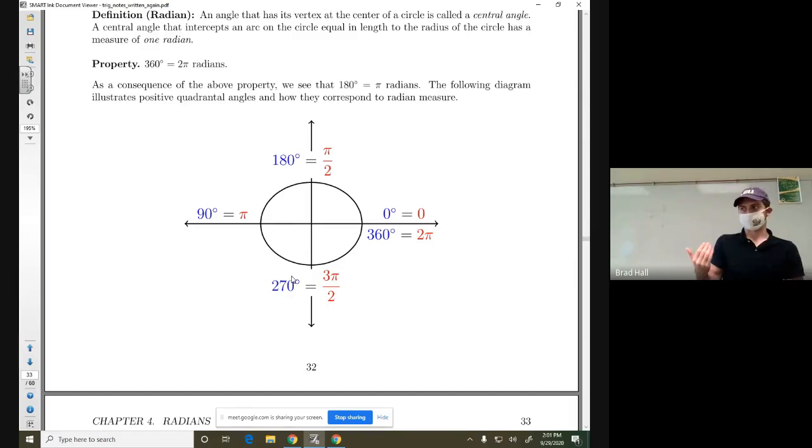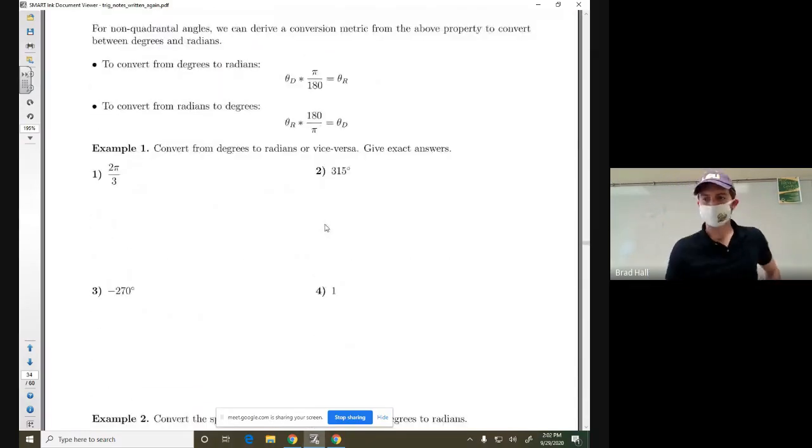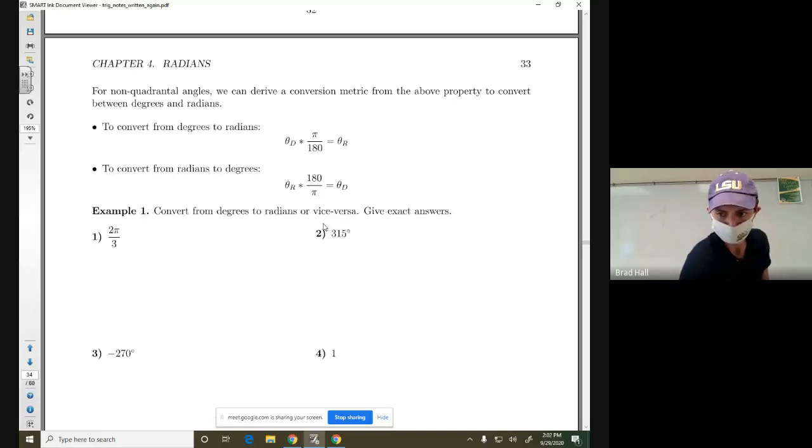So for pi over 2, the underlying fraction is 1/2, and that represents 1/2 of the distance from the positive x-axis to the negative x-axis, and you can go on from there. Yesterday we were also talking about how to convert. I have the two formulas here.